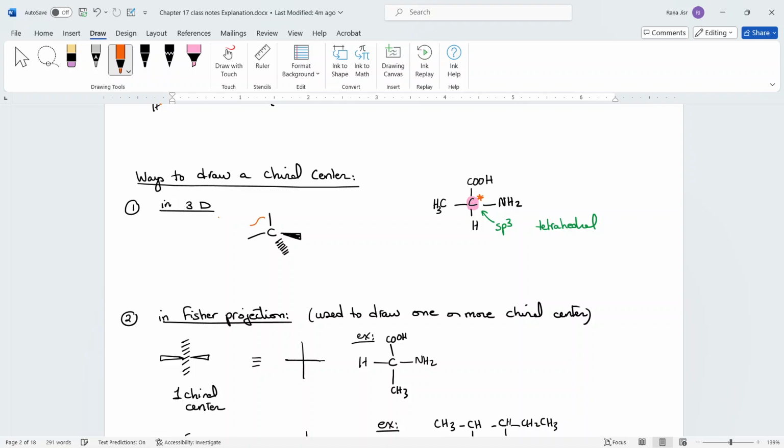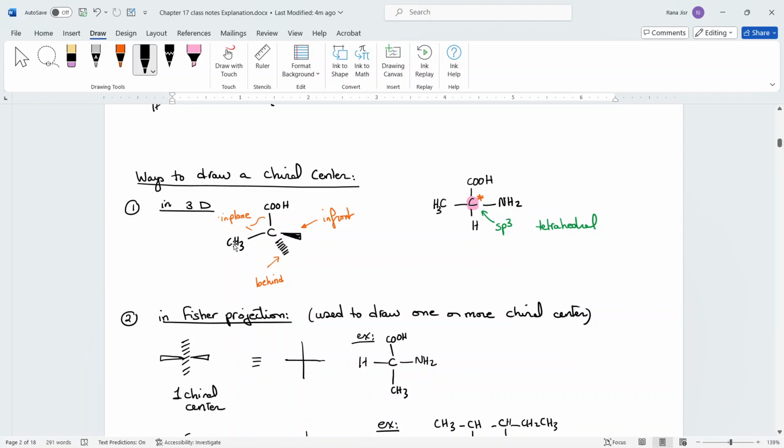Remember that those lines in there are an indication that the groups are in plane, versus the wedge, which is in front, versus the dash, which is behind. We prefer to put the carbon chain in plane. So here the carbon chain is the CH3 and the acid. It's not a must, but we prefer to put the carbon chain in plane. This is it over here.